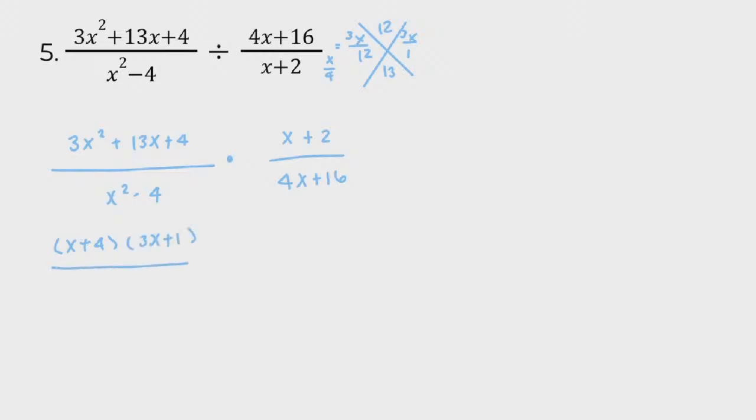The denominator is a difference of 2 squares, so that's x plus 2, x minus 2. The x plus 2 is going to stay at the top. And then for the denominator, we can factor out a 4. So we have x plus 4 on the numerator and denominator, and we also have x plus 2 in the numerator and denominator. So this will equal 3x plus 1 over 4 times x minus 2.